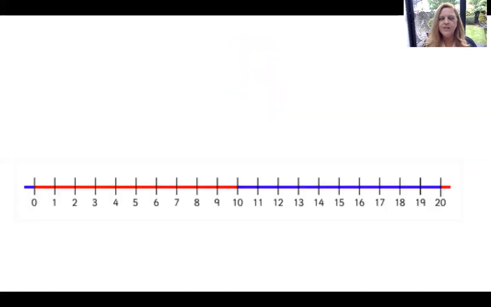Now we all know what this is because we looked at this last week, and it's called a number line. And this number line goes from 0 to 20. We're going to count together. 0, 1, 2, 3, 4, 5, 6, 7, 8, 9, 10, 11, 12, 13, 14, 15, 16, 17, 18, 19, 20.